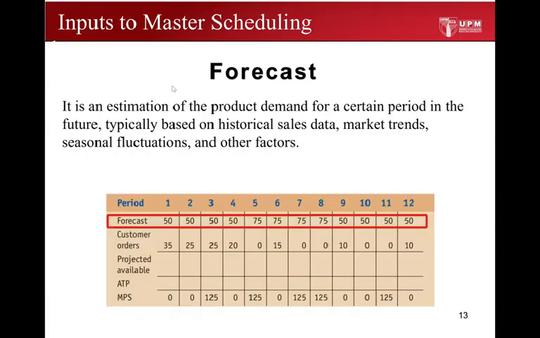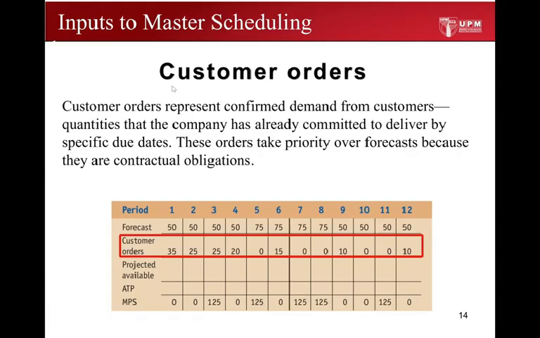Next, forecast. It is an estimation of the product demand for a certain period in the future, typically based on historical sales data, market trends, seasonal fluctuations, and other factors. Third, we have customer orders. Customer orders represent confirmed demand from customers, quantities that the company has already committed to deliver by specific due dates. These orders take priority over forecasts because they are contractual obligations.